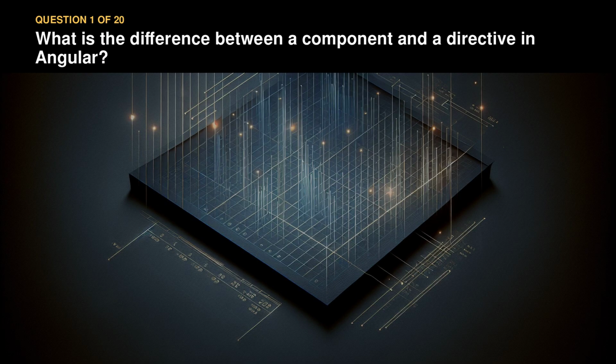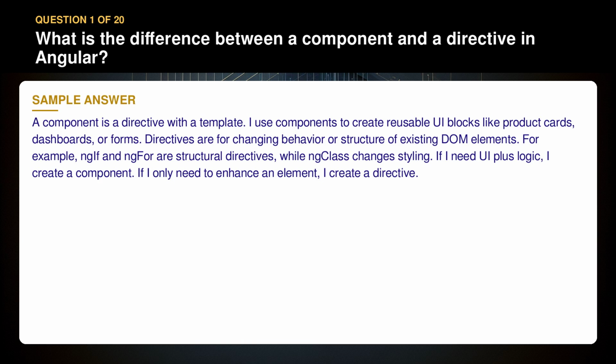Question 1. What is the difference between a component and a directive in Angular? A component is a directive with a template. I use components to create reusable UI blocks like product cards, dashboards, or forms. Directives are for changing behavior or structure of existing DOM elements. For example, ngIf and ngFor are structural directives, while ngClass changes styling.